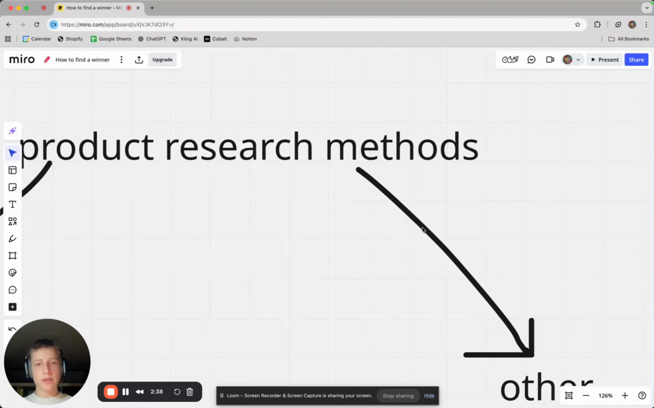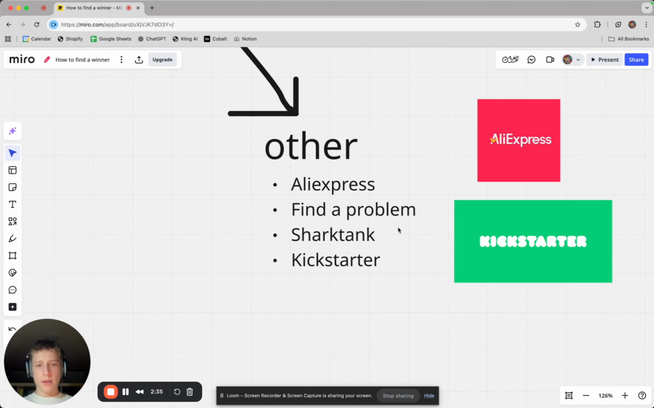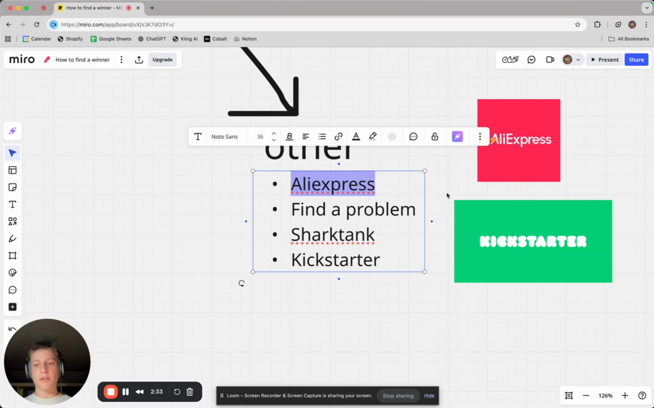Then the second method, which is for only advanced people, is AliExpress. So I don't really like this one. My favorite one is just the TikTok burner and IG burner, to be honest. But yeah, you can also find products on AliExpress. You can basically optimize your AliExpress account to show you good products, and then you can try to run it up.